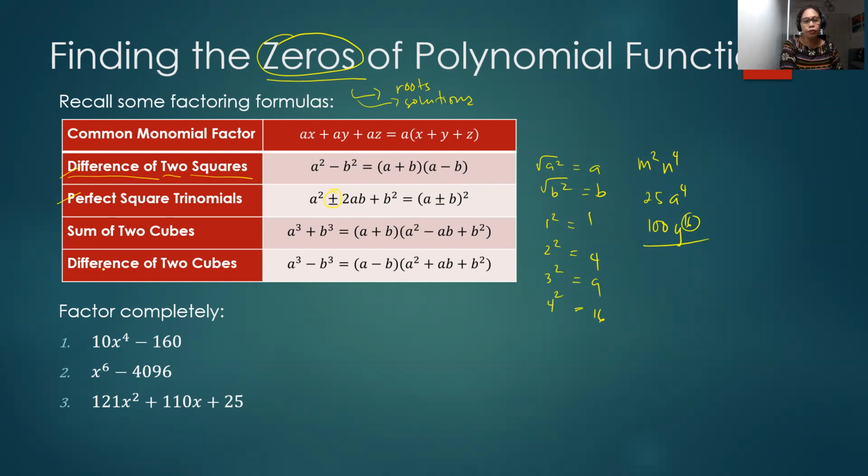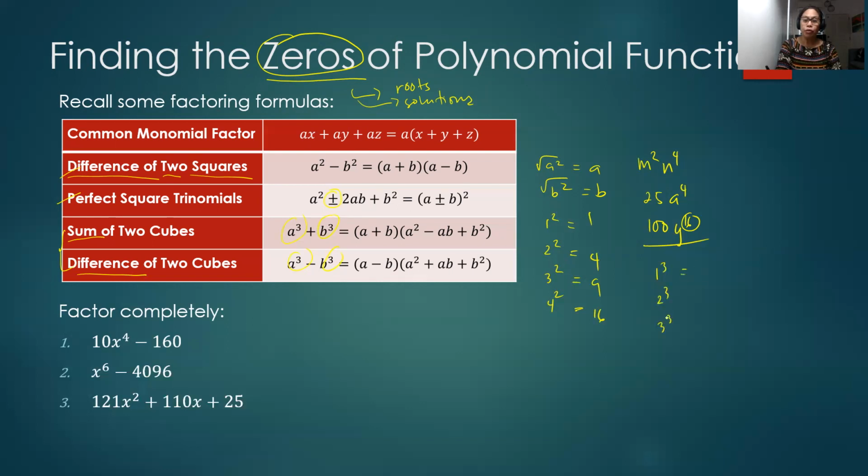For the sum and difference of two cubes, we are working on a binomial again. This time, the operation is either sum or difference, addition or subtraction, and both terms here are perfect cube expressions. Now, perfect cube expressions, on the other hand, are expressions that, when raised to the third power, give perfect cubes.